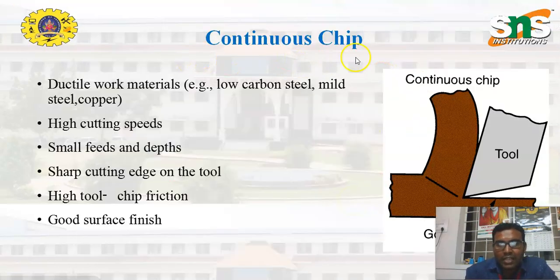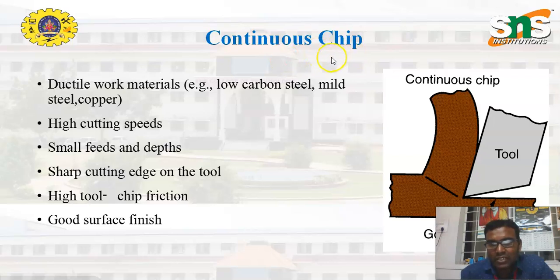First, the types of chips. The first type is the continuous chip, and this is its diagram. As the name implies, the chip formed during the machining process is produced continuously, like a coil-like structure. As we discussed in the previous slide, the type of chip mainly depends upon the material, the tool geometry, and the cutting conditions used during the machining process. Now we will discuss it one by one.